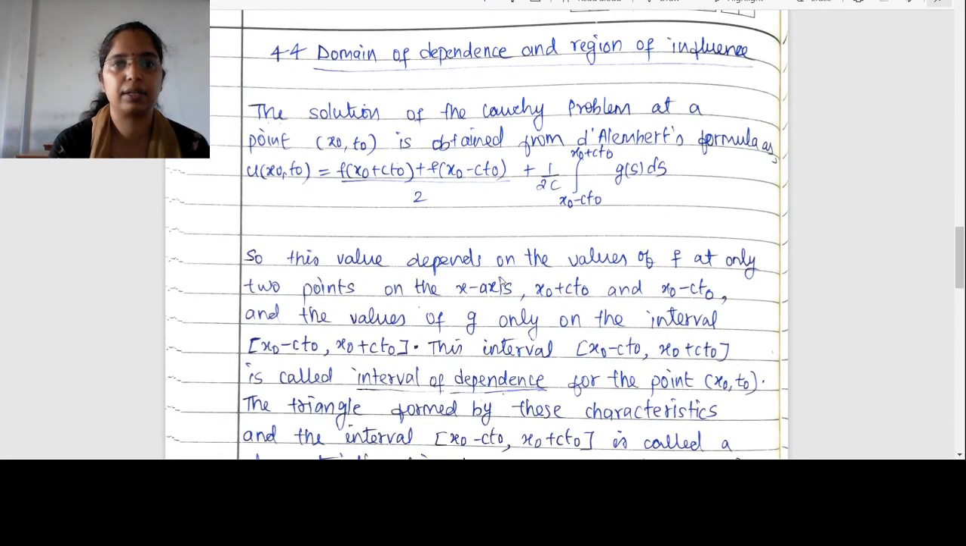Now we will give some definitions of some terms, that is, domain of dependence and region of influence. So these are important terms. Now we have the D'Alembert solution for the Cauchy problem. Now suppose I write the solution at a point x naught, t naught. So it will be like this.